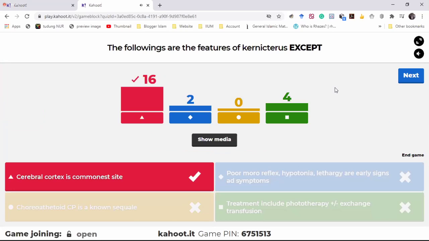Okay, congratulations, most of you answered correctly. The commonest sites would be the basal ganglia and the brainstem nuclei. The others are true with regards to bilirubin encephalopathy. Next. Okay, so that's the last question. Okay, so we'll see the result.